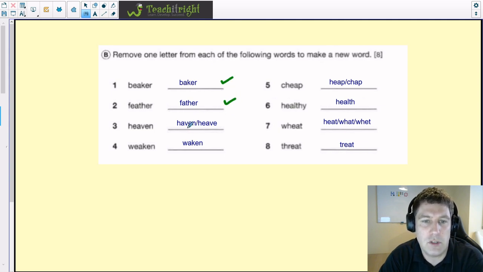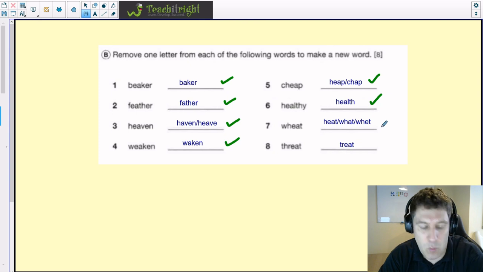father. You can have two options here, haven or heave. Haven is like a refuge, somewhere safe for you to stay, haven. Then you've got waken, heap and chap, health, heat, what, and you can have three options here, so any of these would get you the mark.